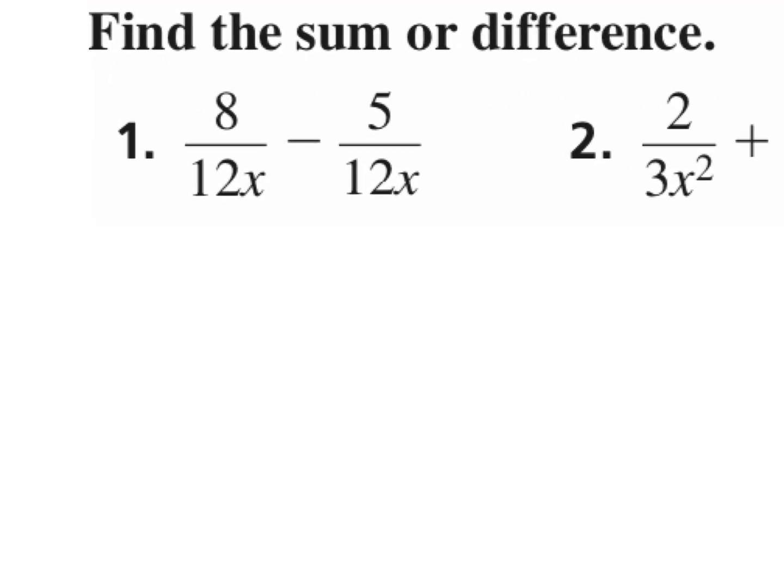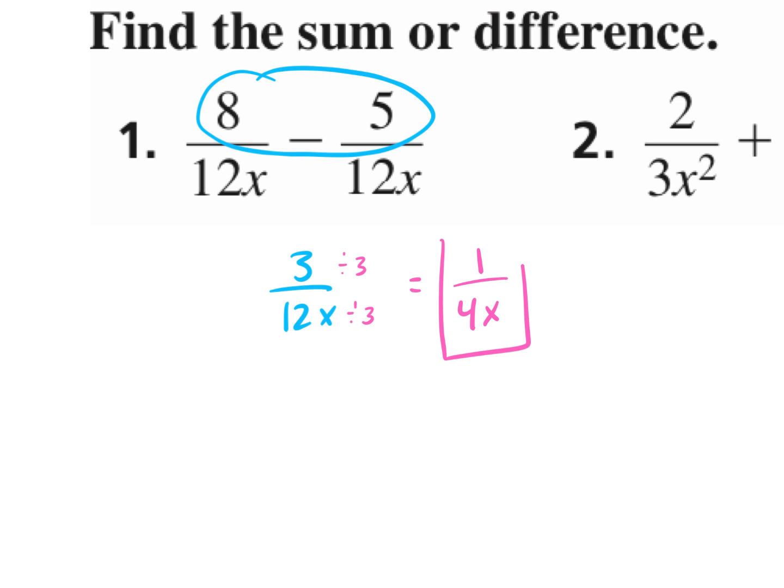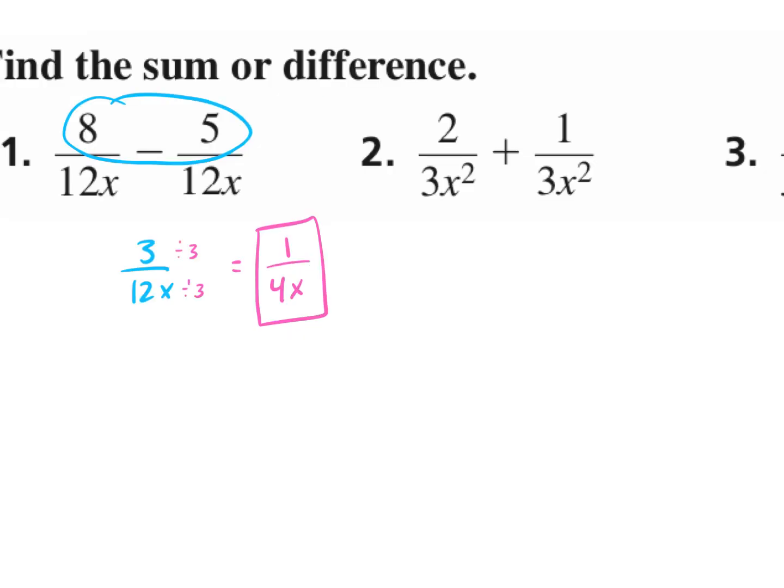Let's look at number 1. So we subtract the numerators. We get 3 over 12x. Can I simplify this? How? Divide the top and the bottom by 3. So it would be 1 over 4x. Let's do 2. Add the numerators. We get 3 over what? 3x squared. Can this be simplified? How? Awesome. We divide the top and the bottom by 3, and that would give us 1 over x squared.